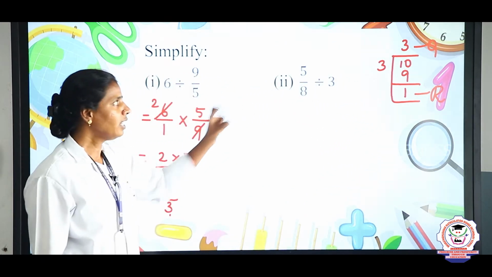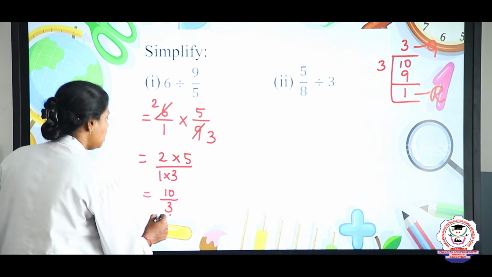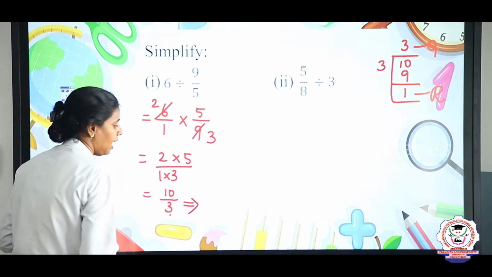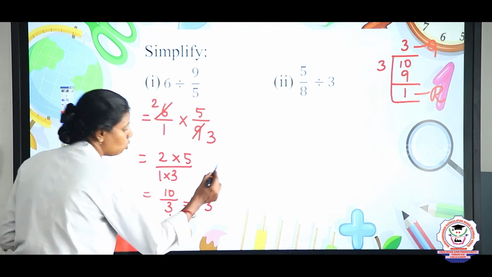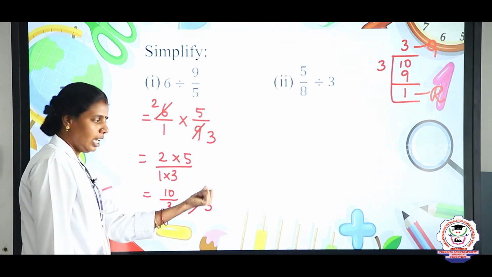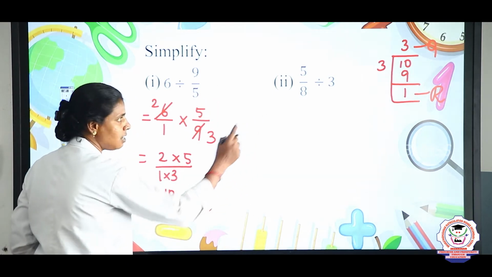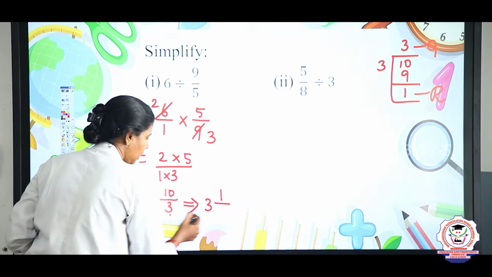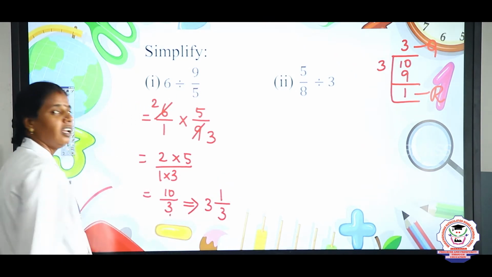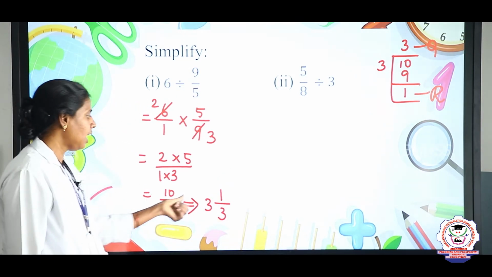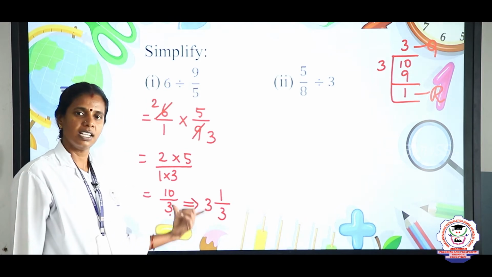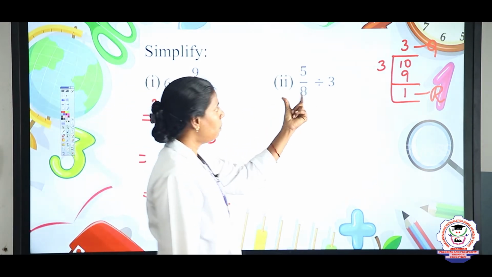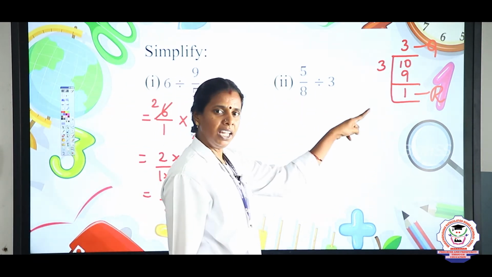Okay. How to write this as a mixed fraction? See, we can write this 10 by 3 with the whole number as the quotient, which is 3, and the numerator part as the remainder, which is 1, by the divisor, which is 3. So we can write this 10 by 3 as 3 1 by 3. Is it clear? Now the next problem is 5 by 8 divided by 3.